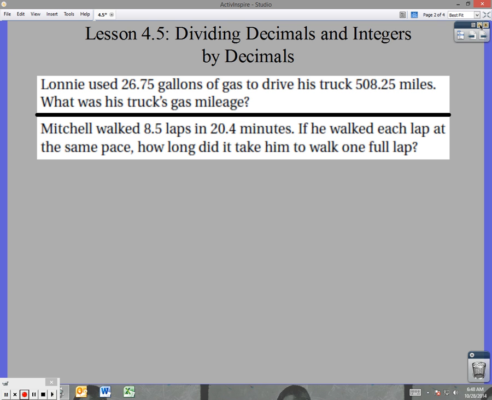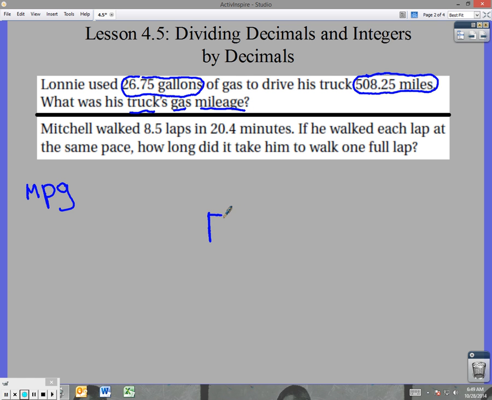But let's take a look now at Lonnie. Now, Lonnie is driving a truck. So Lonnie used 26 and 3/4 or 26 and 7/500 gallons of gas to drive his truck 508 and 2/500 or 508 1/4 miles. What was his truck's gas mileage? Meaning, how many miles did he get per gallon? I want to take miles. I want to figure out miles per gallon. How many miles did he travel on 1 gallon of gas?